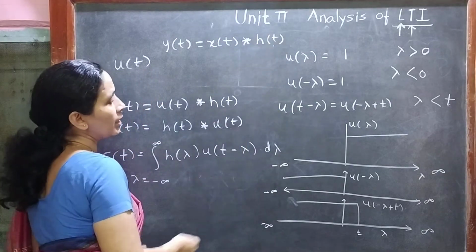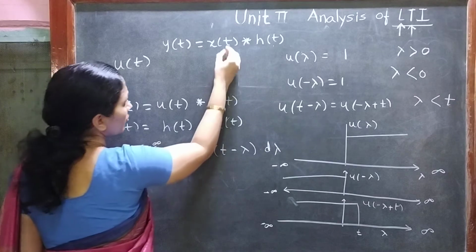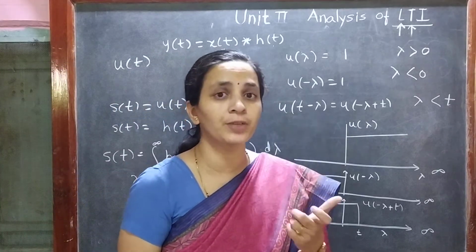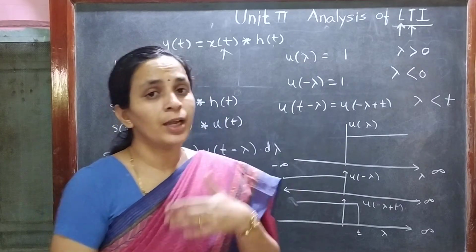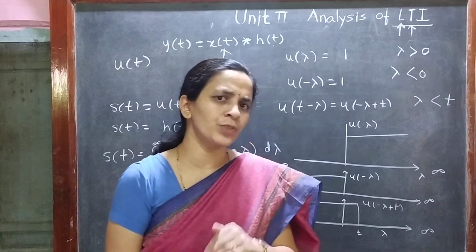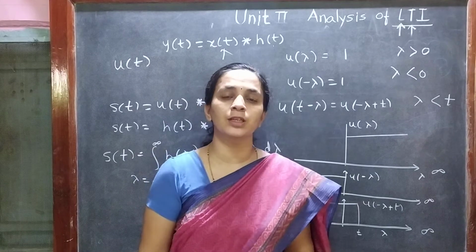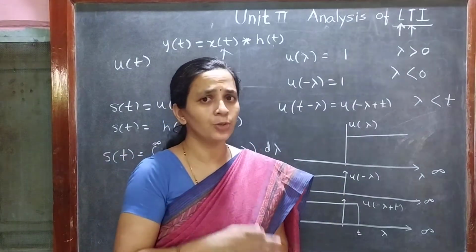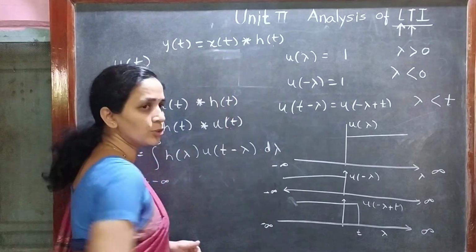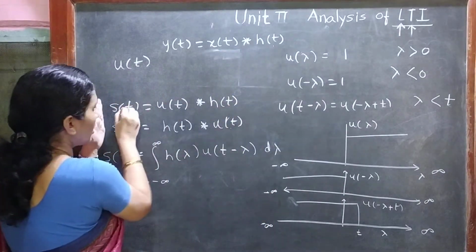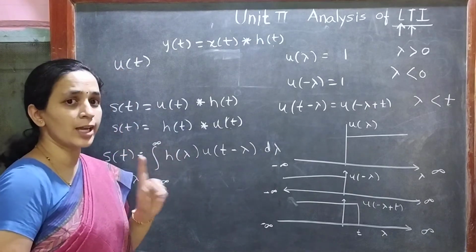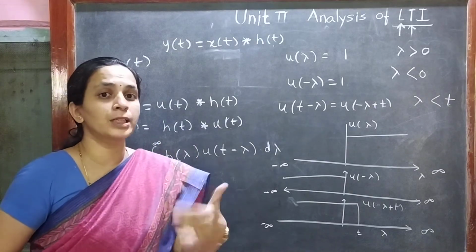So now, suppose the applied input is a unit step. If the applied input is a unit step, in that case the response of the system to that unit step signal is known as the unit step response. What happens in this unit step response is that instead of calling it y of t, it is called s of t, the step response.